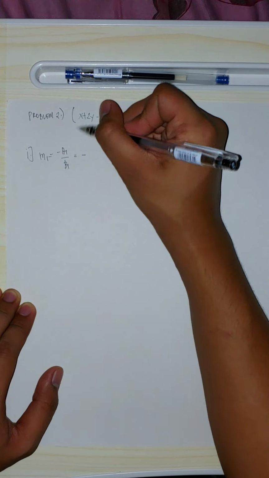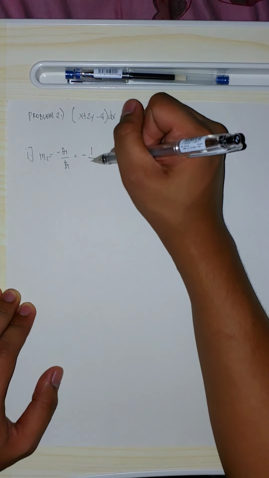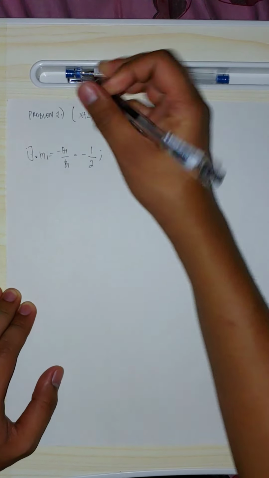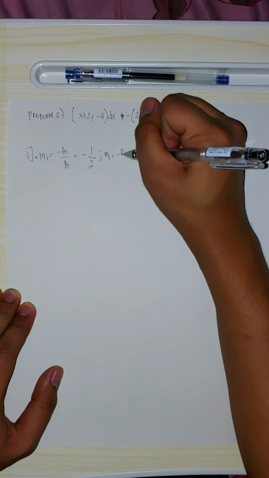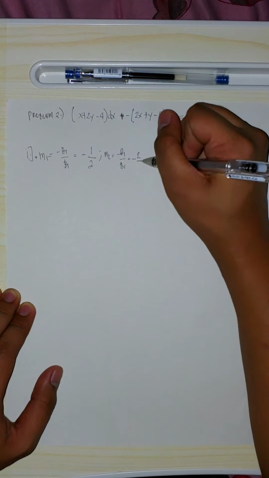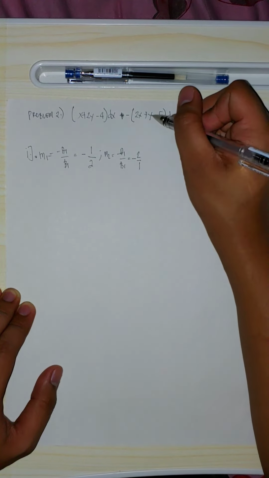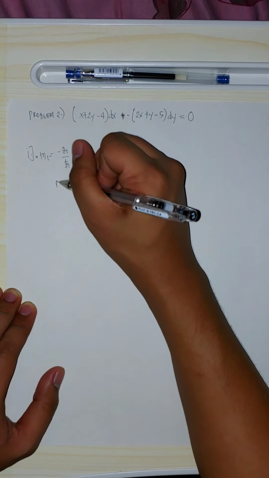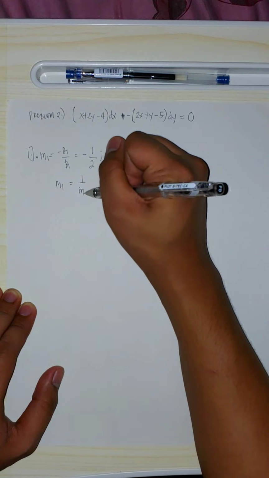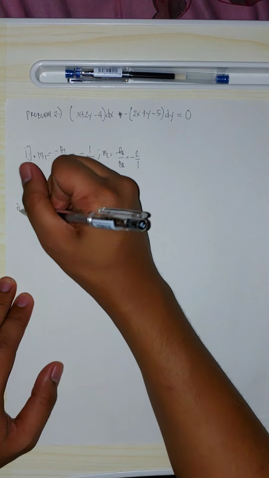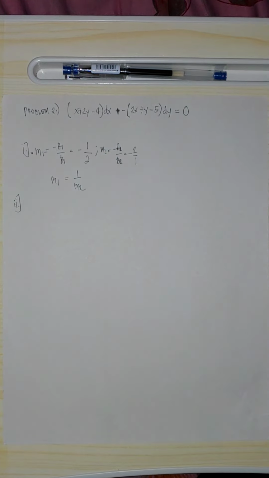So, negative A1 is 1, and B1 is 2. Then M2 is negative A2 over B2. So we have negative A2, which is 2, over B2, which is 1. If you notice, M1 is equal to 1 over M2. And therefore, this differential equation is an intersecting line, or case number 2.